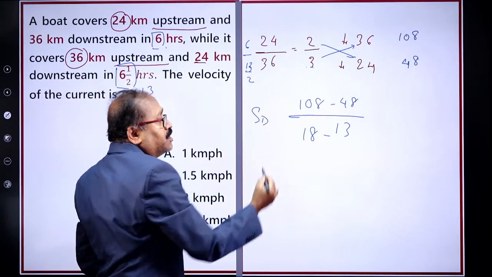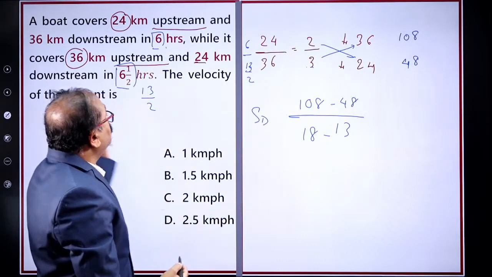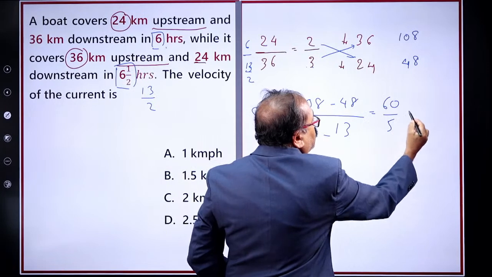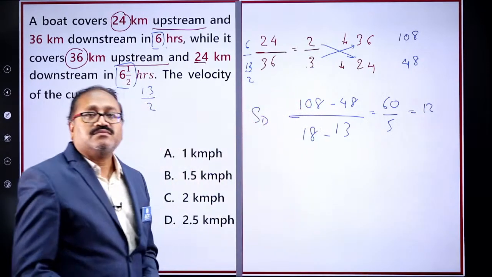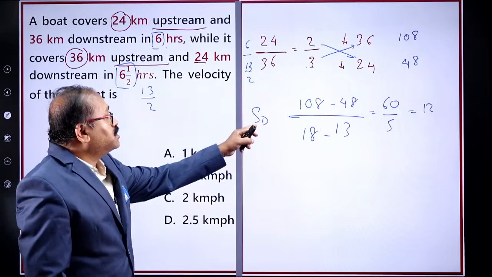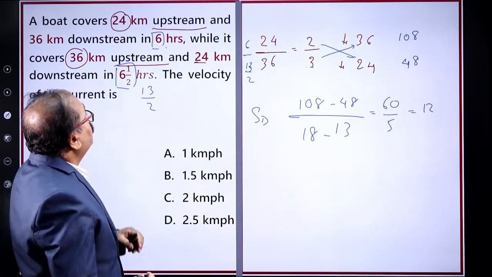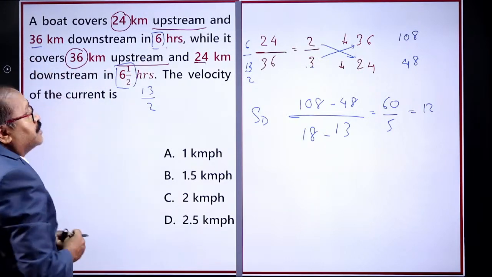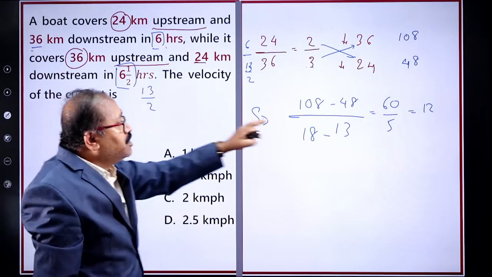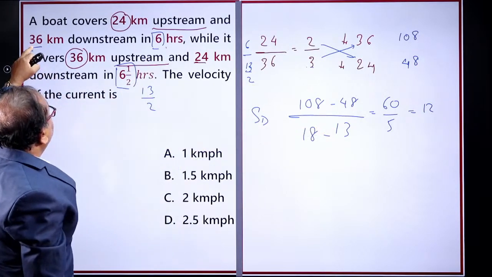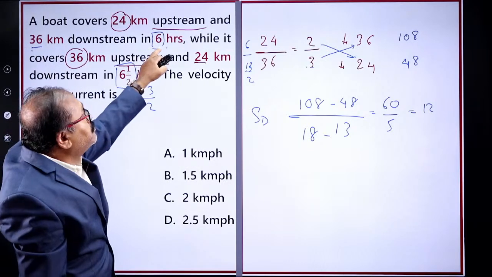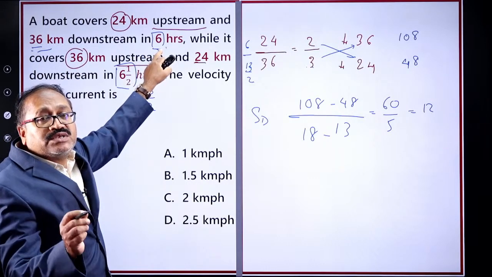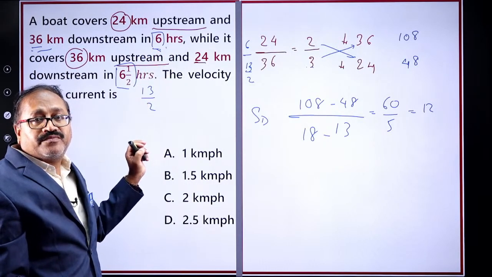This will give you the speed of downstream. I will explain this once again. Don't worry, because this is a very important question. Finally, what do you get here? This is 60 and this is 5, which is 12. This 12 km per hour is the downstream speed. What is my downstream distance here? 36 km. So when you divide this 36 km by 12, how many hours does it come to? 3 hours. So if you take out 3 hours from 6, how many hours are left? 3 hours are left.